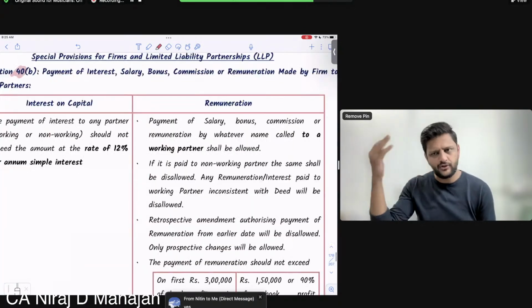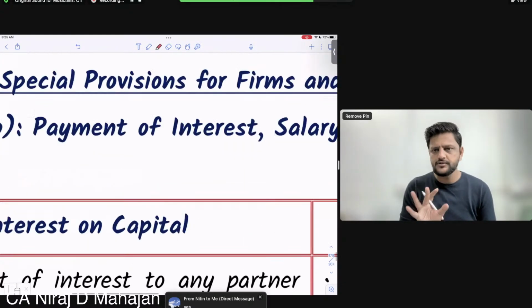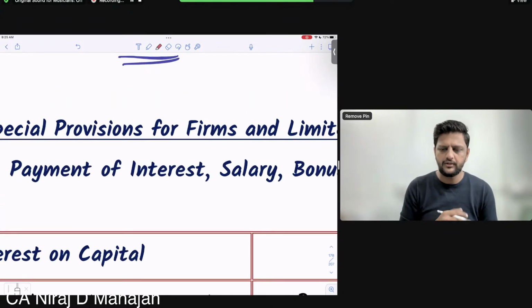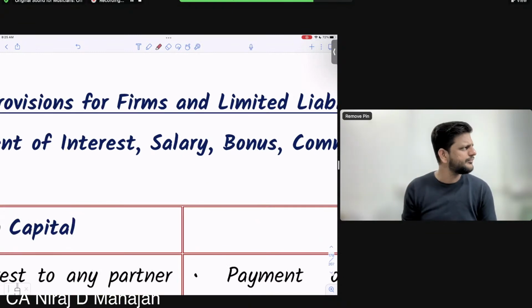So what are the payments we generally do to the partner? This we have done in the Partnership Act also, in your partnership accounts also. Interest on capital, simple. Obviously, only if you have contributed to capital. I think again in the Partnership Act the rate was given to you, no?